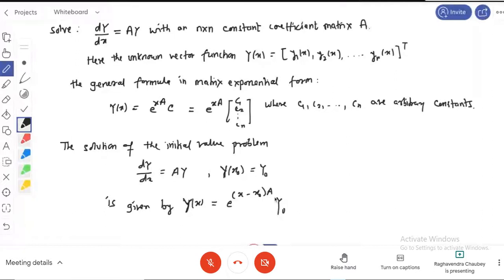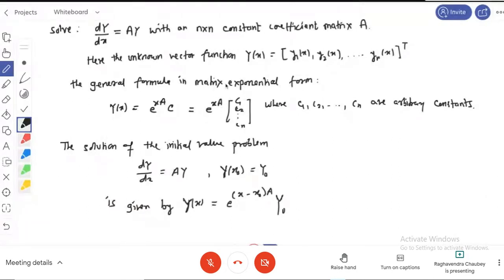Okay, so this is your general solution for the initial value problem. We are interested in finding the value of e to the power xA, the exponential of xA, where A is a matrix of order n cross n. First of all, we have to learn how to calculate this matrix exponential.